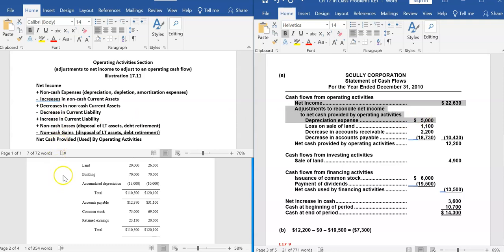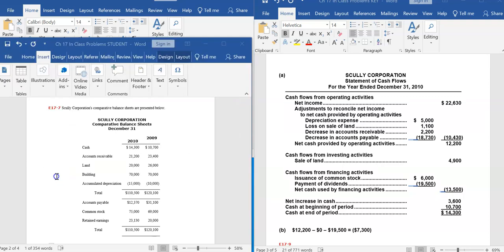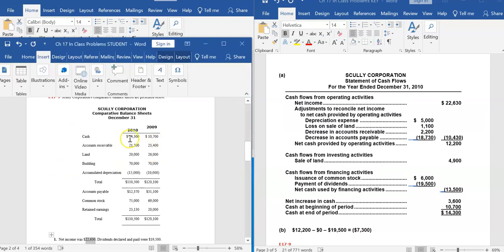Let's see, I don't think we have any other non-cash expenses in this problem. We don't have any depletion or amortization. So the next items we're going to look for are increases and decreases in the non-cash current asset accounts. Going to my balance sheet, I'm going to skip past cash and look at my non-cash asset accounts, current assets.